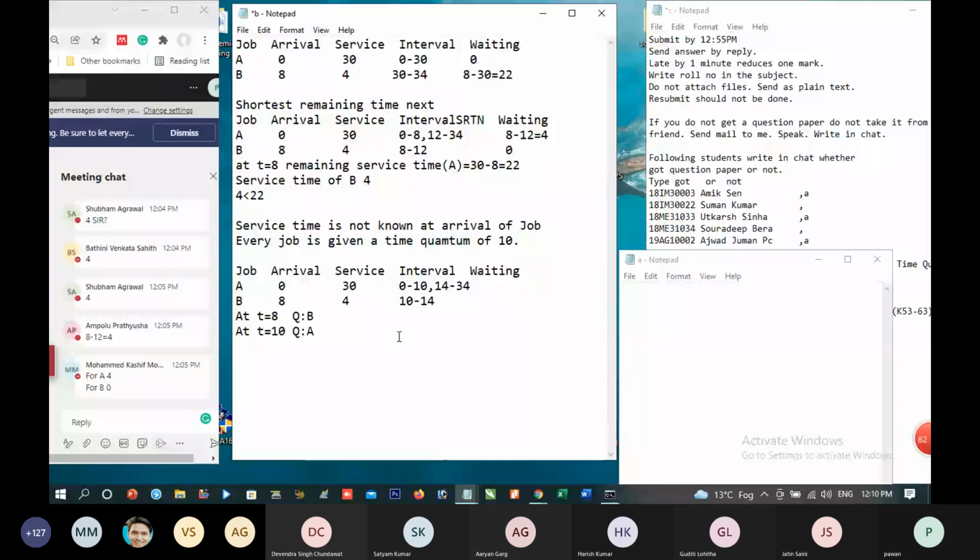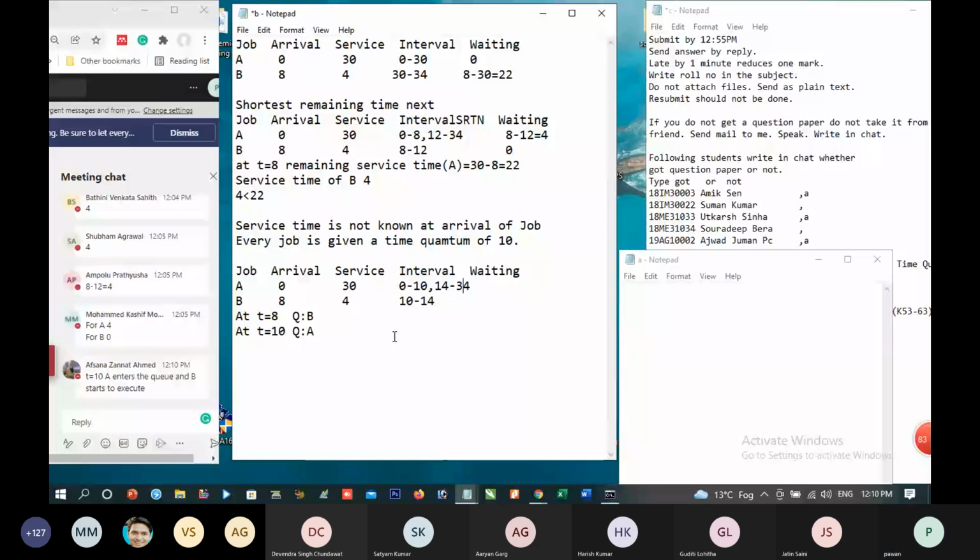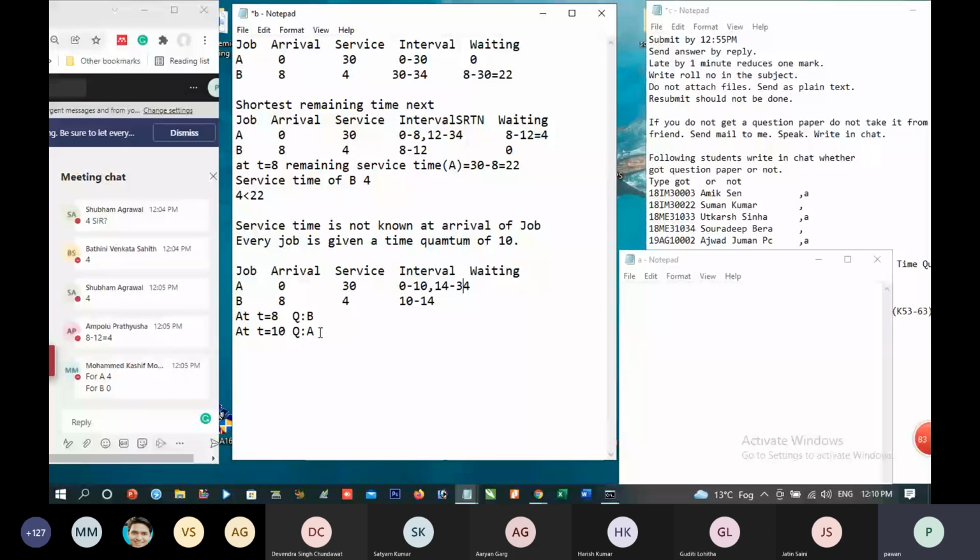Later on, at t equal to 10, A enters the queue. You are fully correct, and B starts execution.